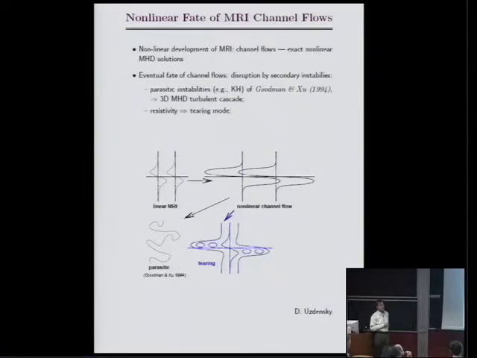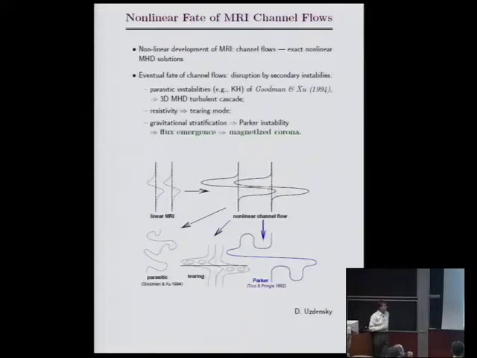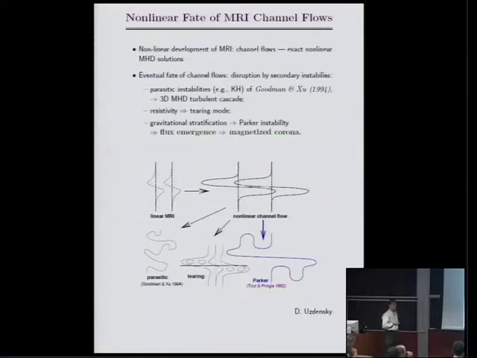But from the point of view of my main interest, the accretion disk corona, the important secondary instability that feeds off of the primary MRI mode is the Parker instability, that leads to a buoyant rise of some part of the magnetic field line. Presumably this goes out from the disk into the corona and forms these coronal loops.